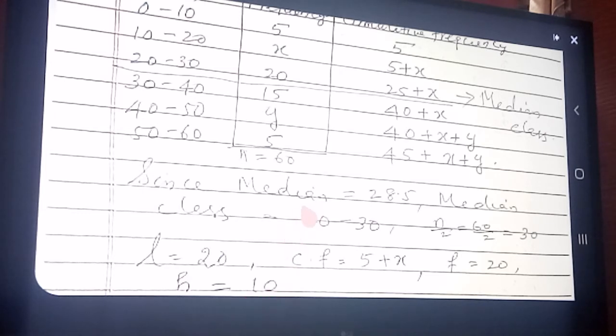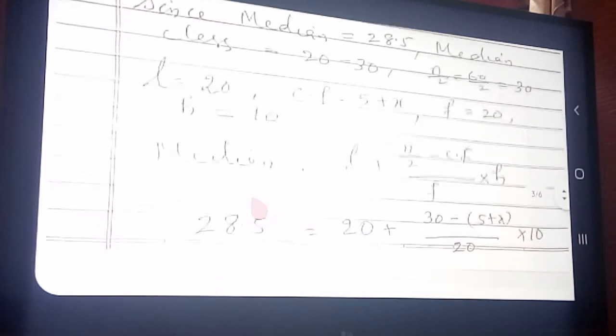Once more, recollect: median is 28.5 and n by 2, knowing n is 60 already given here, so 60 by 2 is 30. L is known, CF is known, f is known, and the class length is known. You apply them in the formula. Apply the formula first.